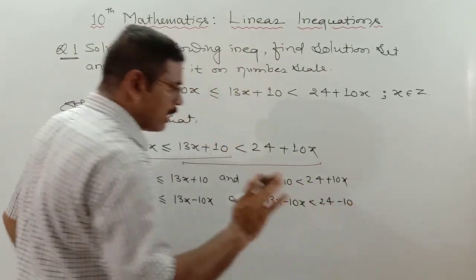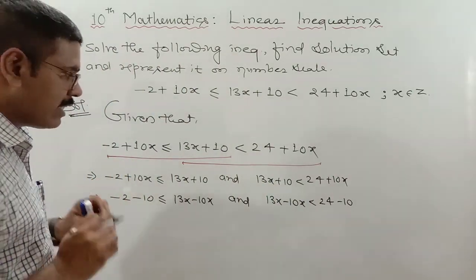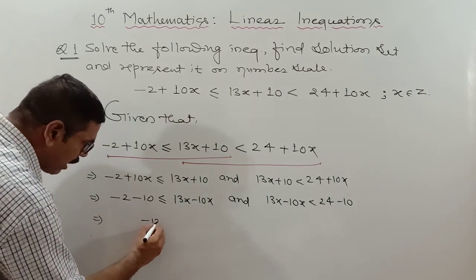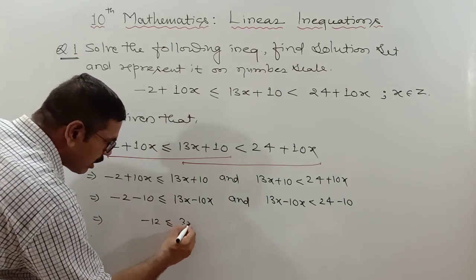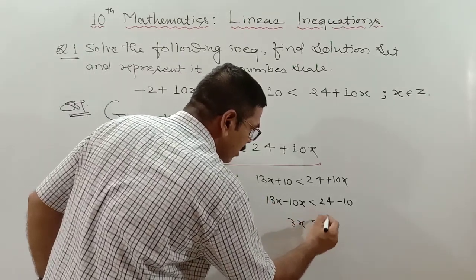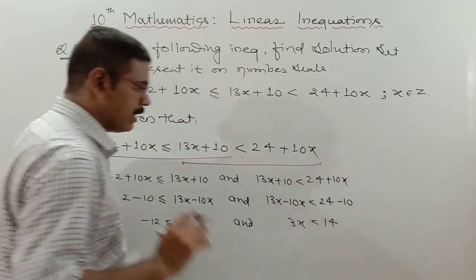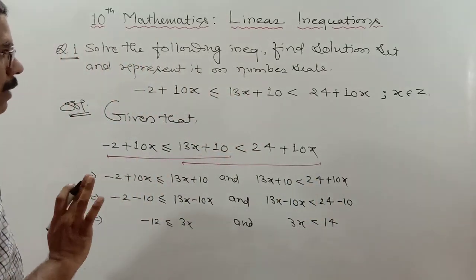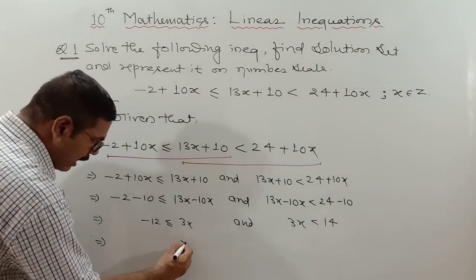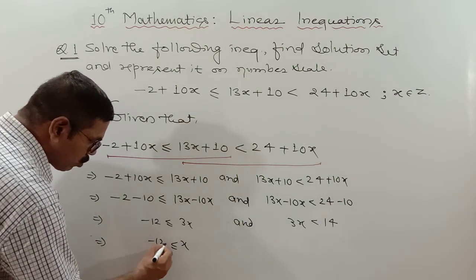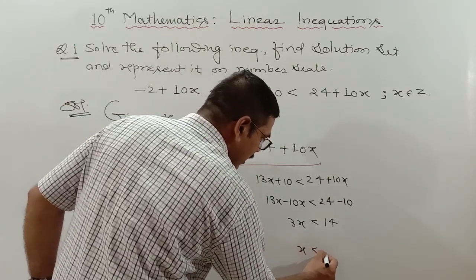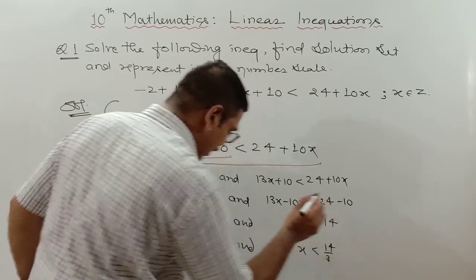24 minus 10. I have just transported and changed the sign. Now simple addition and subtraction. Minus 12 is less or equal to 3x, and 3x is less or equal to 14. Is there any doubt? That's very simple. Now, it implies that x is greater or equal to minus 12 upon 3 and x is less than or equal to 14 by 3.